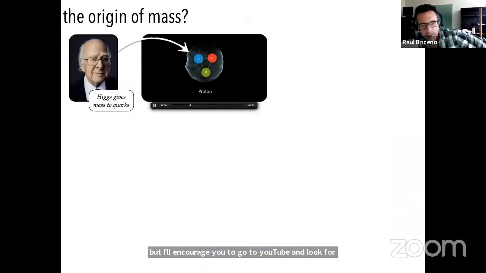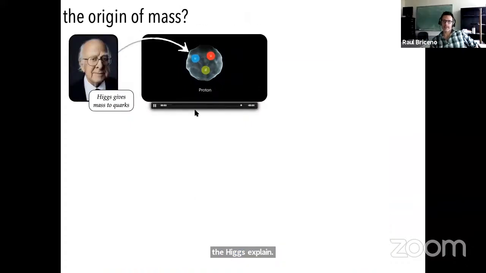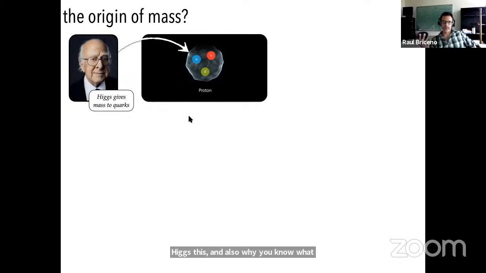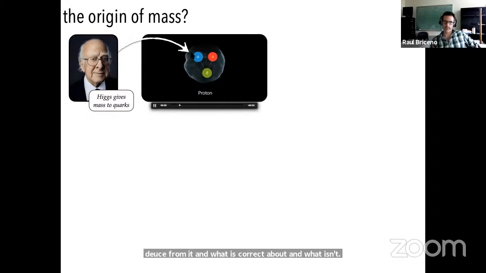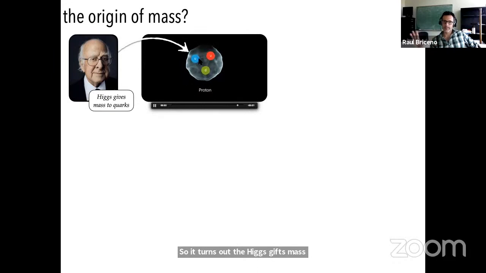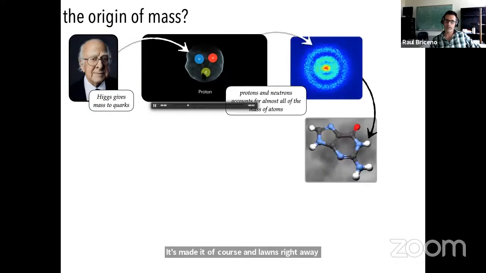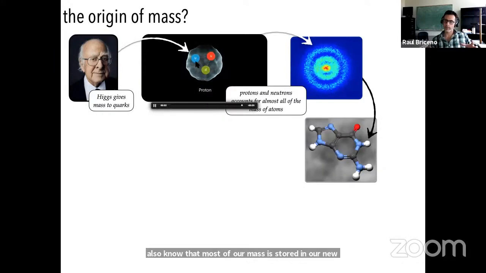And so here's my little explanation of what the Higgs is, what we can maybe deduce from it, and what is correct about it and what isn't. It turns out that the Higgs gives mass to the quarks. That's absolutely true. Okay, we know that the proton and the neutron, what we are made out of, are made out of quarks and gluons, right? And we also know that most of our mass is stored in our nuclei. So most of our mass is just due to the mass of the proton and the neutron.